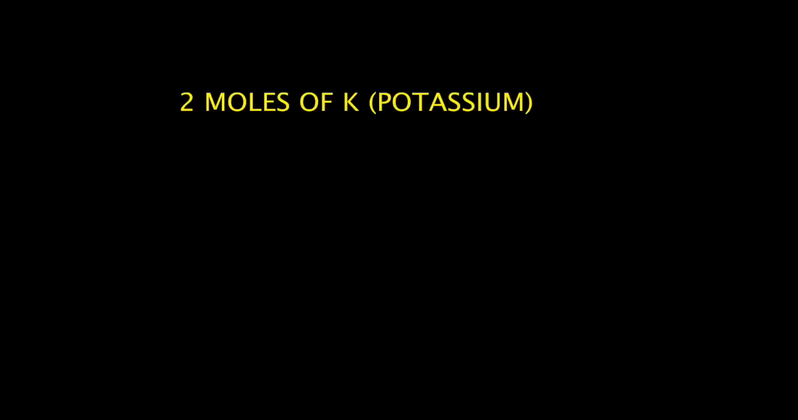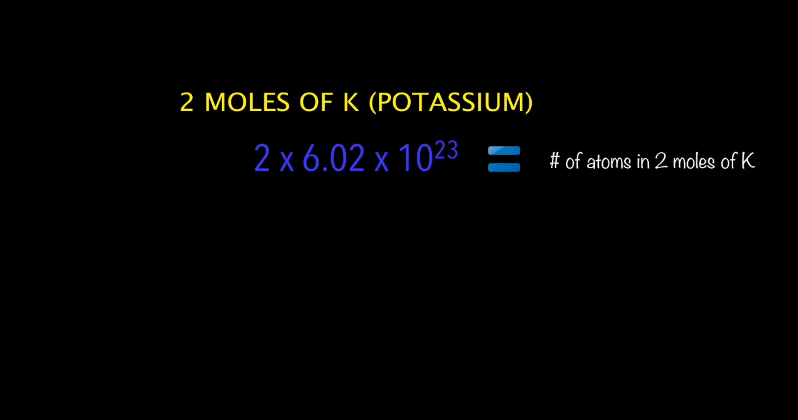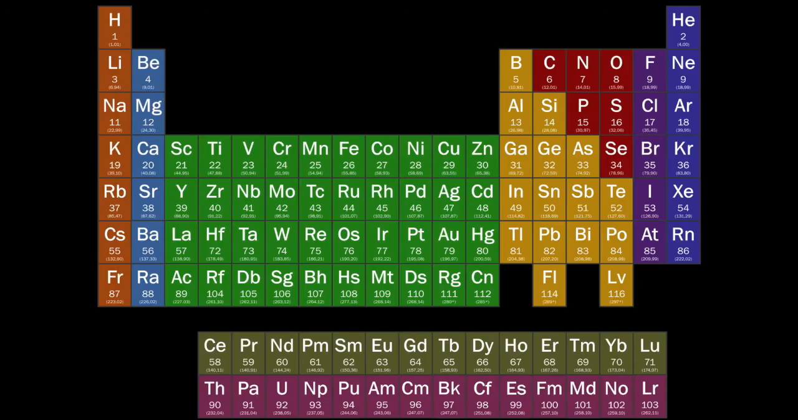So, for example, 2 moles of potassium means 2 multiplied by Avogadro's number, which means 6.02 times 10 to the 23rd power, and the answer would show the amount of atoms or molecules present in 2 moles of potassium. When we look at the periodic table, we notice that there is the atomic number, that is the number of protons in an element. Then there is the atomic mass, the decimal number, which indicates the number of protons and neutrons in any given substance.